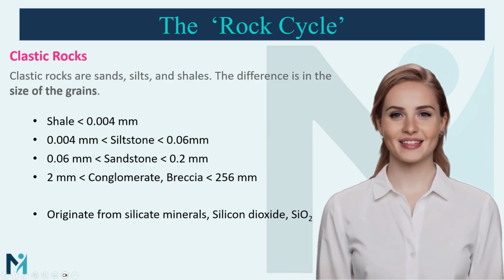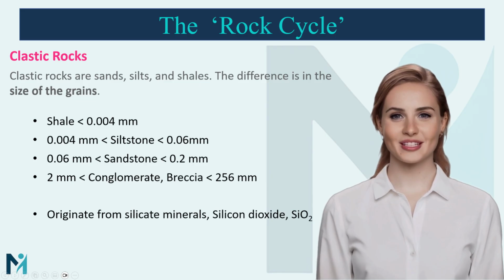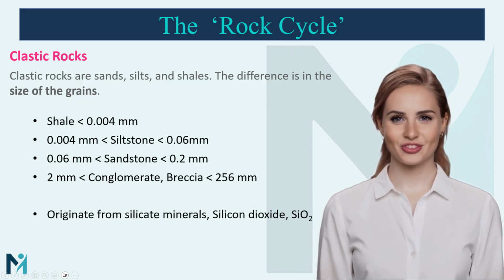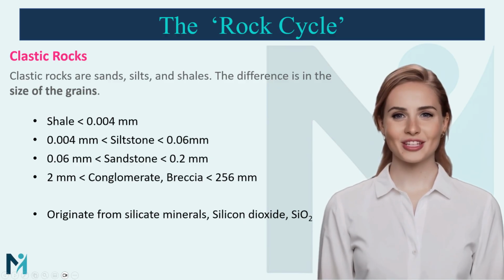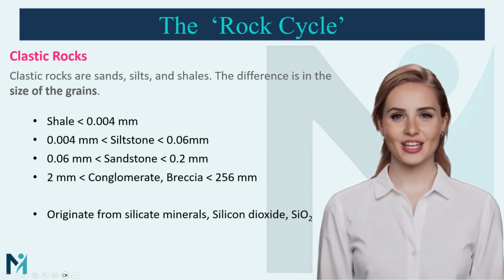We said clastic rocks are sands, silts, and shales. The difference is in the size of the grains. Let's take a closer look at the classification of clastic sedimentary rocks based on grain size, because this is one of the most important tools we have for understanding their properties and how they behave as reservoir, source, or seal rocks in petroleum systems. We'll start with the finest grained of all, shale.